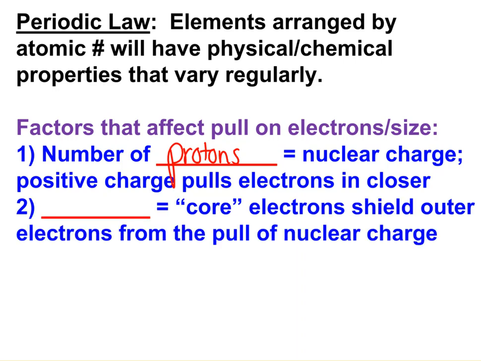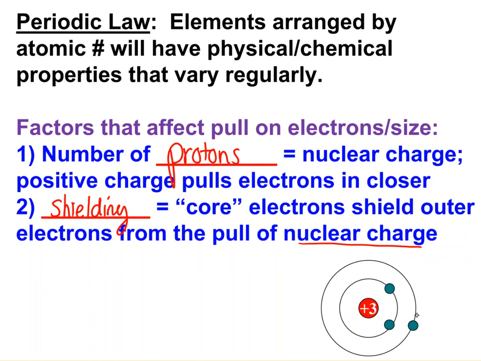But something new is what we call shielding. And we're talking about shielding of nuclear charge. That basically says that electrons kind of get in the way of that attraction of the outside electrons. Let's look at a picture.